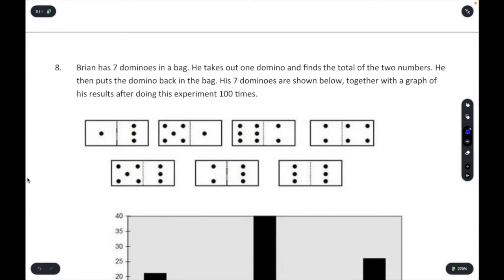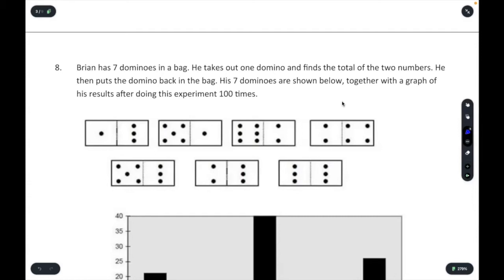Question 8. Brian has 7 dominoes in a bag. He takes out 1 domino and finds the total of the 2 numbers. This is because each domino contains 2 numbers, 1 on each side. He then puts the domino back in the bag. His 7 dominoes are shown below, together with a graph of his results after doing this experiment 100 times.